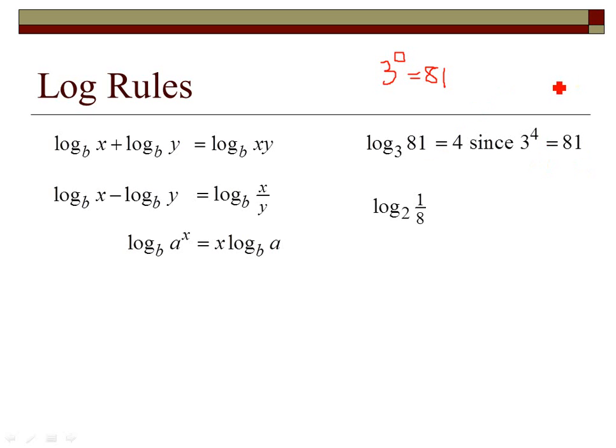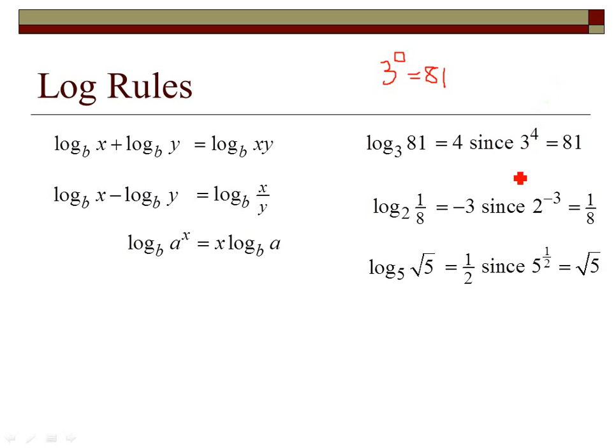Log base 2 of 1/8. So I think, 2 raised to what equals 1/8? Well, that's 2 to the negative 3rd. Therefore, log base 2 of 1/8 is equal to negative 3. Log base 5 of square root of 5. I've got to think, 5 raised to what equals square root of 5? Well, that's 5 to the 1/2. So therefore, log base 5 of square root of 5 equals 1/2. That's because 5 to the 1/2 is equal to the square root of 5.